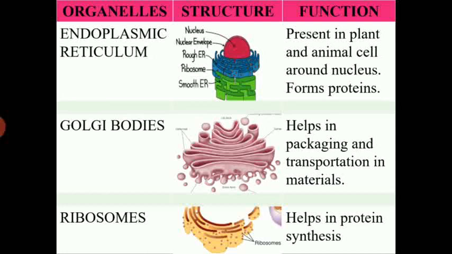The next organelle is Golgi bodies. So Golgi bodies, you see how it looks like. It is made up of certain spherical structures, spherical vesicles. So when these vesicles fuse together, they form Golgi bodies. And Golgi bodies are also present in both plant cell as well as in animal cell. And Golgi bodies are responsible for packaging of the substances within the cell, and they also transport it wherever required. Okay, so this packaging and transportation are done by Golgi bodies.